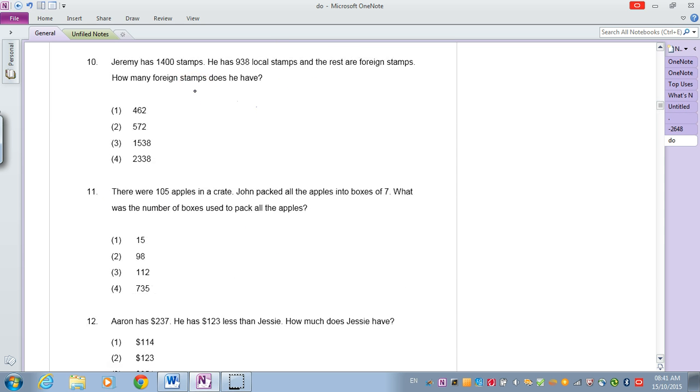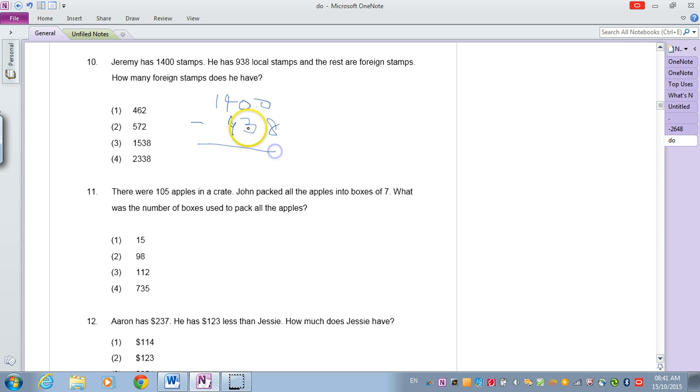Okay, question 10. Jeremy has 1,400 stamps. He has 938 local stamps and the rest are foreign stamps. How many foreign stamps does he have? So we know that he has 1,400 stamps, of which 938 are local stamps. Okay, and the rest are foreign stamps. So we have to subtract 938 from 1,400. So 1,400 minus 938.